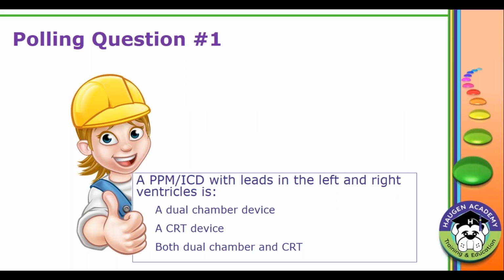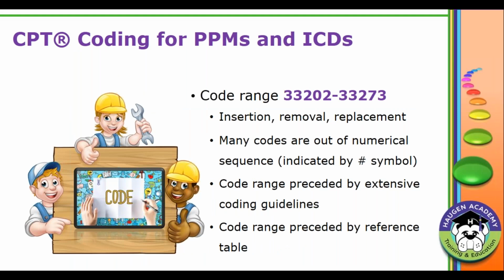All right, Miss Kathy, if you'll bring me back into our PowerPoint. Thank you. So CPT coding for pacemakers and ICDs. The code range is 33202 to 33273, and there are a couple things that I want to tell you about this code range before we really get into the nuts and bolts of all of this. By the way, how do you like my little electrician team here today? That was the closest thing I could find to electricians, and I thought it was super cool that we had a girl in there. Anyway, the code range includes codes for insertion, removal, and replacement of both pacemakers and ICDs.